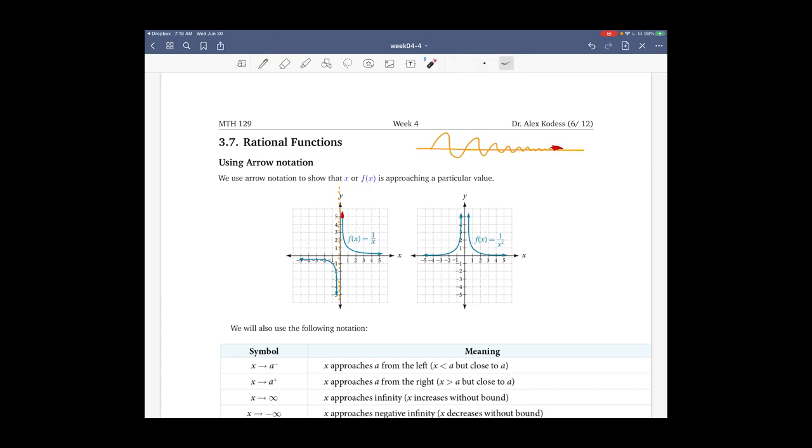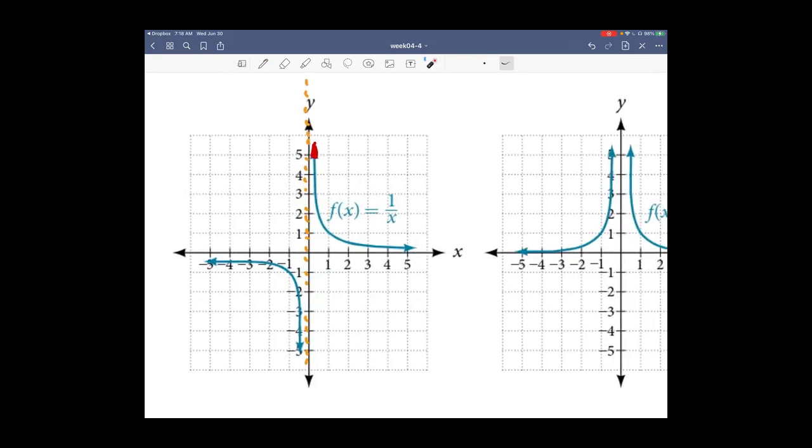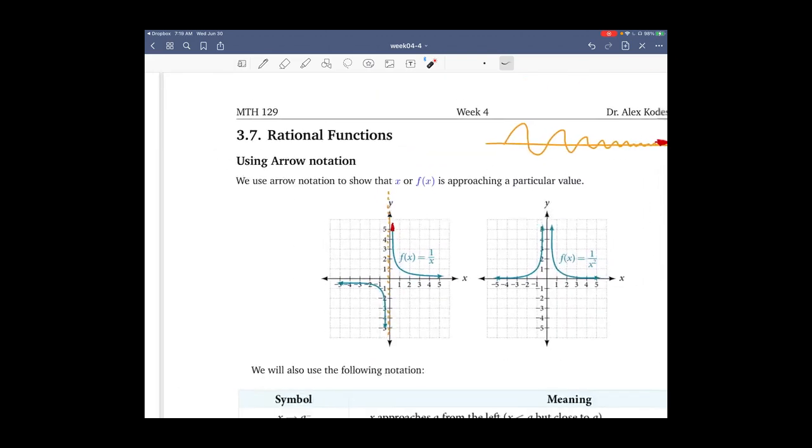Once again, the situation when you have a graph approaching a straight line in a way that the distance between the graph and that straight line can be made as small as you wish will be denoted by these arrows on the graph.